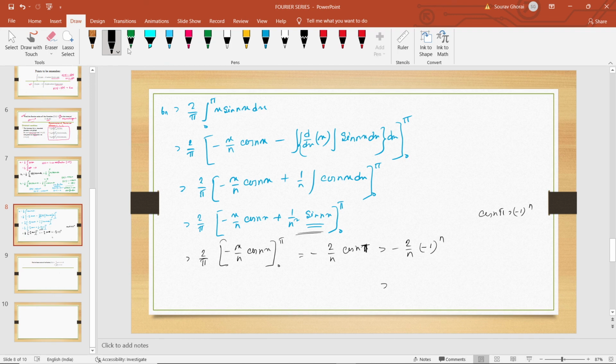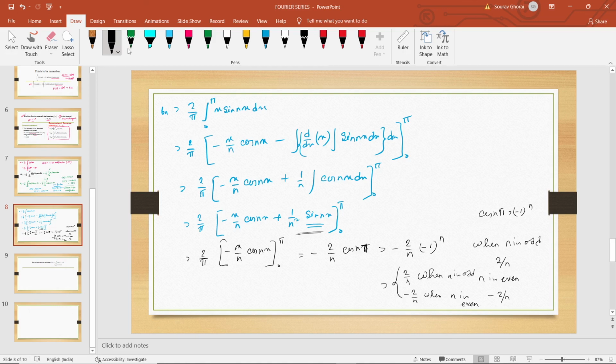And now see that from here we can easily write that when n is odd, we will get 2 by n, and when n is even, we will get minus 2 by n. So now from here how can we solve it? So from here we can write it, this is 2 by n when n is odd and minus 2 by n when n is even. So now we have to write the Fourier series.